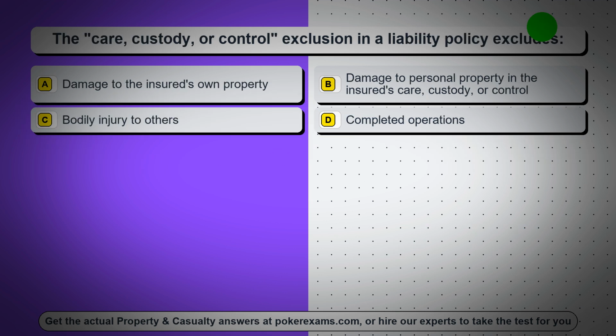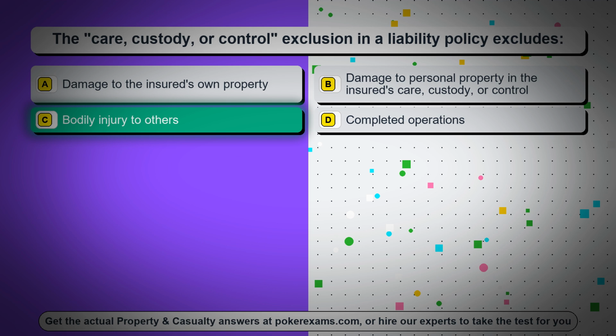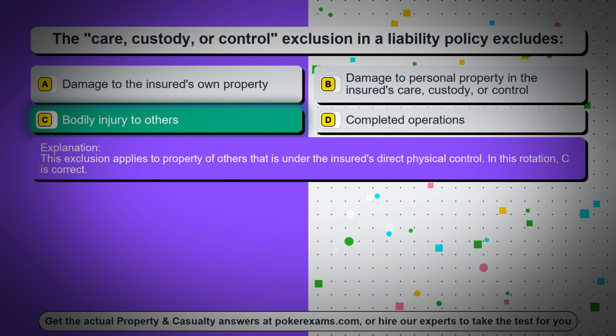Question 7. The care, custody, or control exclusion in a liability policy excludes: Option A, damage to the insured's own property. Option B, damage to personal property in the insured's care, custody, or control. Option C, bodily injury to others. Option D, completed operations. The correct answer is option C, bodily injury to others. This exclusion applies to property of others that is under the insured's direct physical control. In this rotation, C is correct.